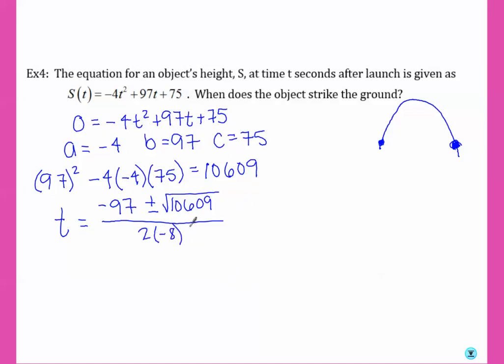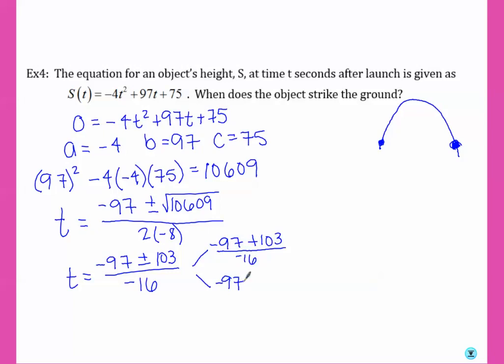Now, before you try and simplify this square root, especially because it's a really big number, type the square root of 10,609 in your calculator. Hopefully you realized that that is a perfect square. So negative 97 plus or minus 103 over negative 16. So let's split up our equations so we can find our final answers. Negative 97 plus 103 over negative 16, and negative 97 minus 103 over negative 16.